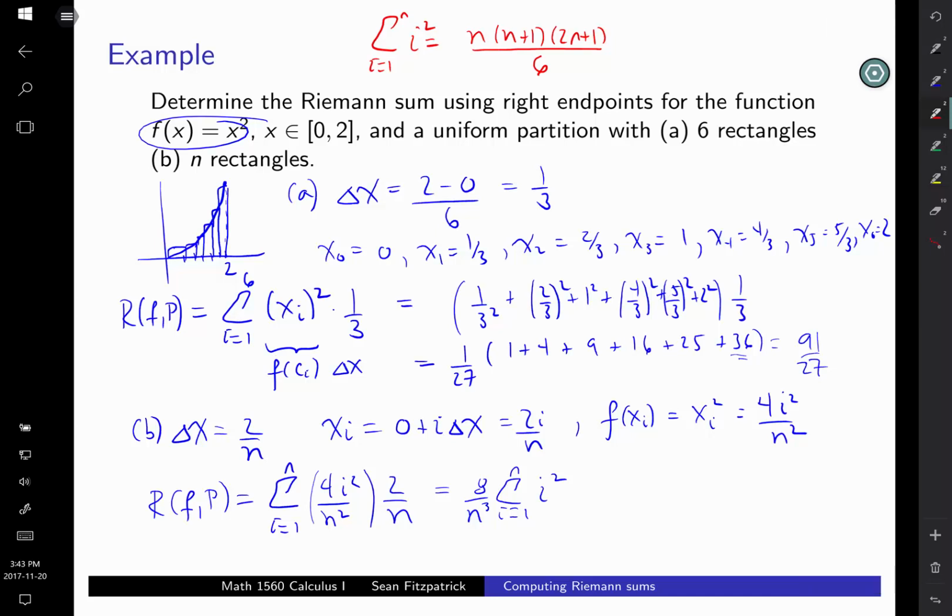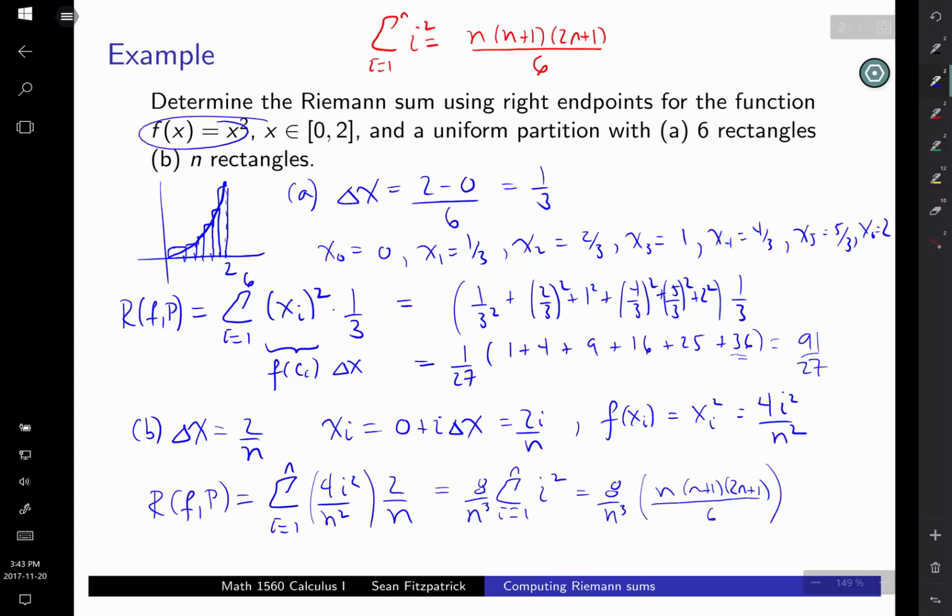In fact, you don't even need to memorize it. Don't worry. You'll use it once on assignment 5, your fifth written assignment, but I don't expect you to memorize these formulas. But you could actually put that in. If you know the formula, why not use it? 8 over n cubed times n plus 1 times 2n plus 1 over 6.